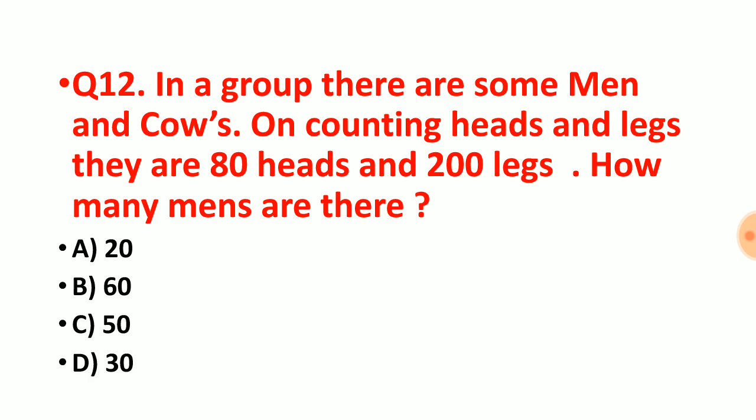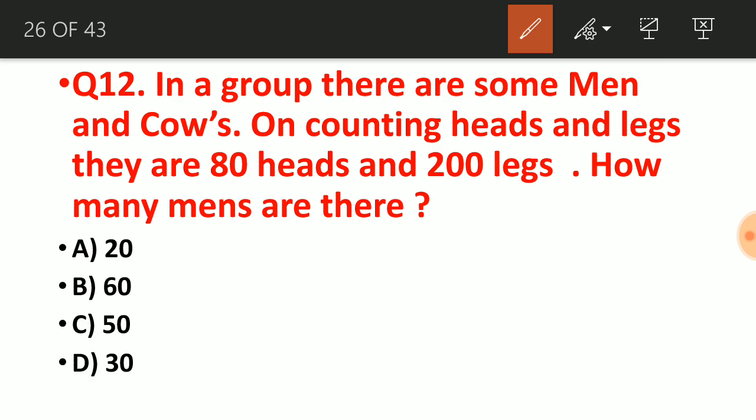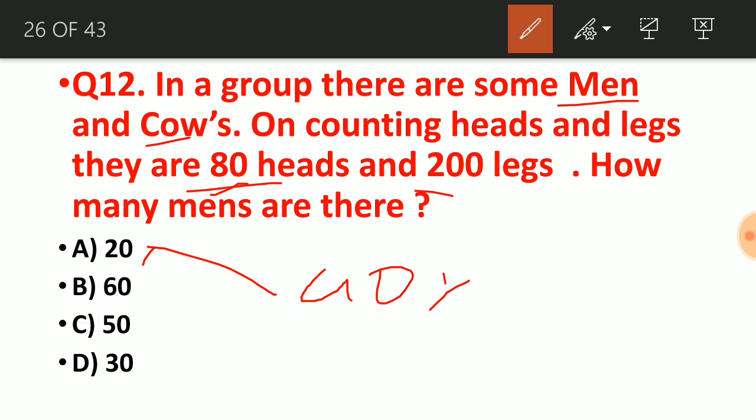In a group there are some men and cows. On counting heads and legs, there are 80 heads and 200 legs. How many men are there? So there are altogether 80 heads and 200 legs. Now we need to find how many men are there, the others are cows. Let us see the first option. If 20 men are there, then legs for 20 men will be 40, and out of 80, if 20 are men, then 60 will be cows, and 60 cows make 60 into 4, that is 240 legs, which is incorrect because there are only 200 legs.